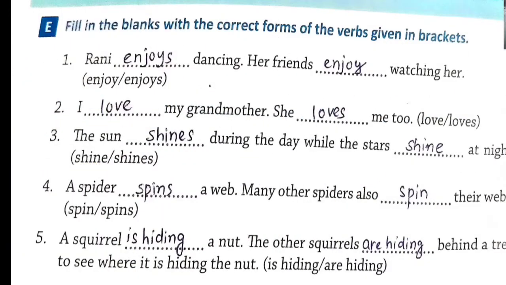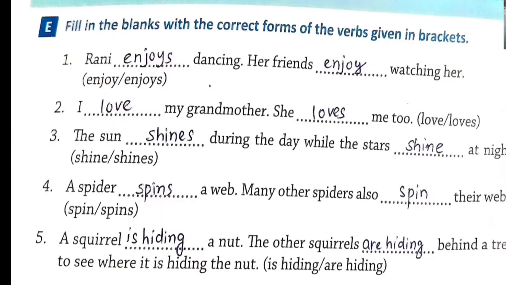Fill in the blanks with the correct form of the verb given in the bracket. First one: Rani enjoys dancing, her friends enjoy watching her. Here the bracket has enjoy and enjoys. Rani being a singular subject, you have to use enjoys, and friends being plural, in that case you have to use the verb enjoy. The difference is that when the subject is singular, S is added to the verb. When the subject friends is plural, you have to write enjoy, the verb without any S or ES.